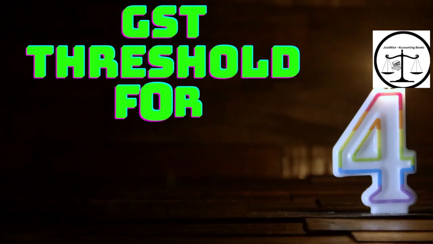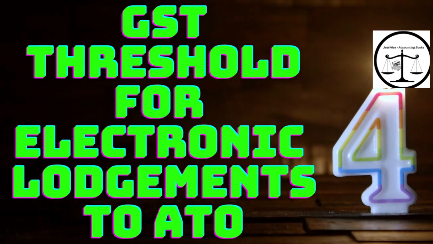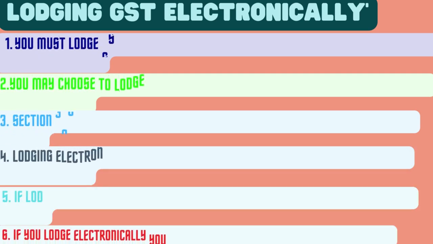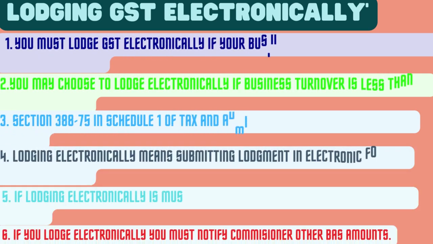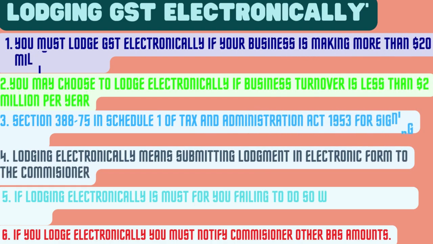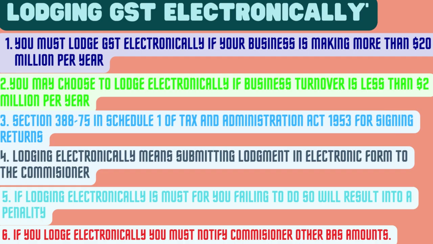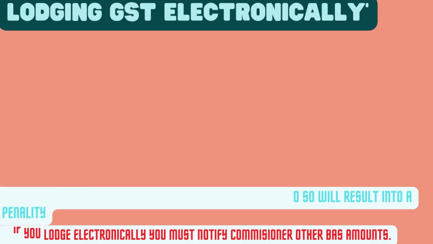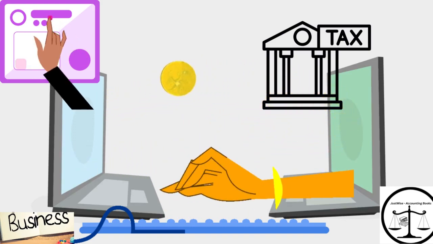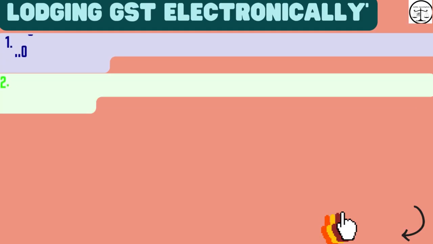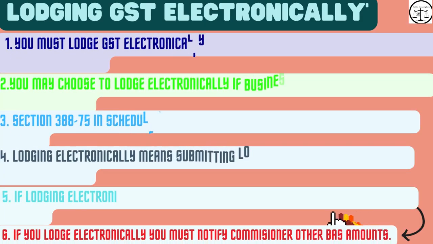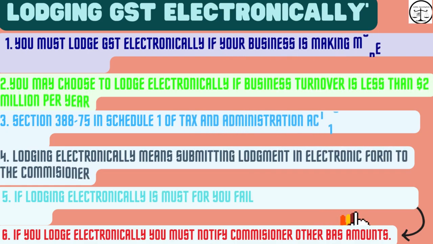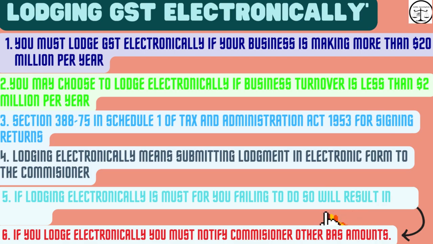4. Next is the threshold for electronic lodgement. If your business turnover is $20 million or more in a tax year, you must lodge GST returns to the Commissioner in electronic form. You can also choose electronic lodgement if you are making less than $2 million a year, but this is not a must. Please see Section 388-75 in Schedule 1 of the Tax Administration Act 1953 for signing returns to the Commissioner. Friends, lodging electronically means that the GST return is transmitted to the Commissioner in an electronic format. A few things to remember. If a business fails to lodge electronically and business turnover is $20 million or more, a penalty applies to you under the Tax Administration Act 1953.